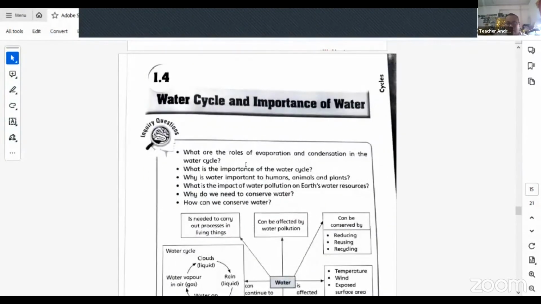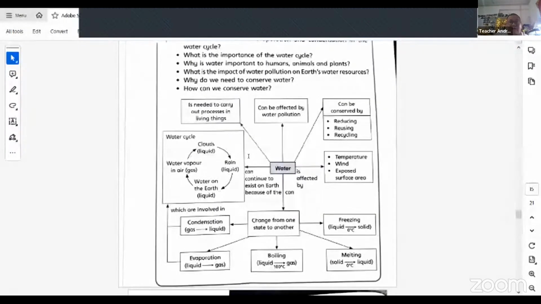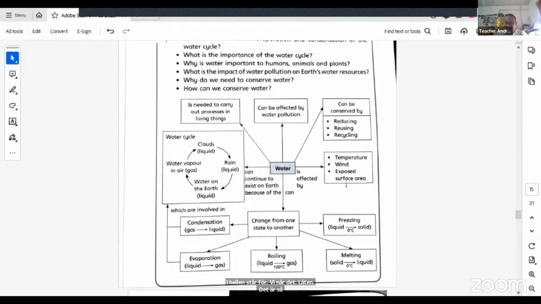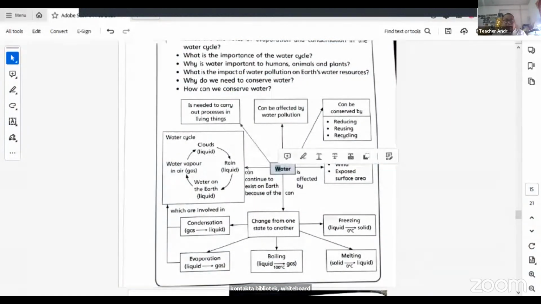Now, let's look at the important points that we have learned so far. We know that water is affected by temperature, wind, and exposed area. In the last lesson, we talked about these three factors. Water can continue to be on Earth because of the water cycle, and this is a cycle of water from cloud to rain to water on Earth and to water in the air and back to cloud. This is very important. Students must remember this cycle.